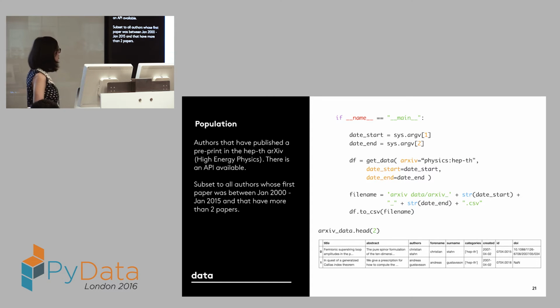And basically what I'm going to do is to subset to all authors whose first paper was between January 2000 and January 2015, and that had more than 2 papers. So this is the rough idea. I'll be explaining with more detail as I go.